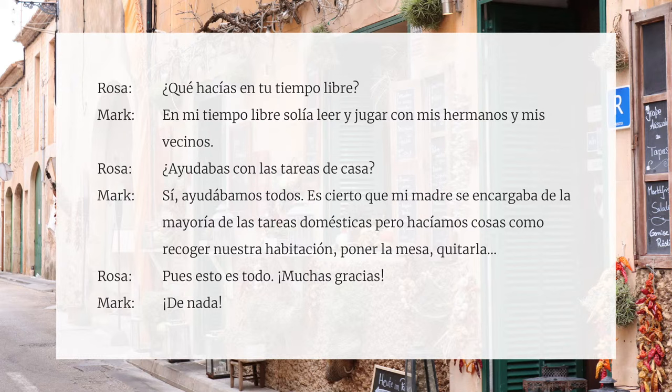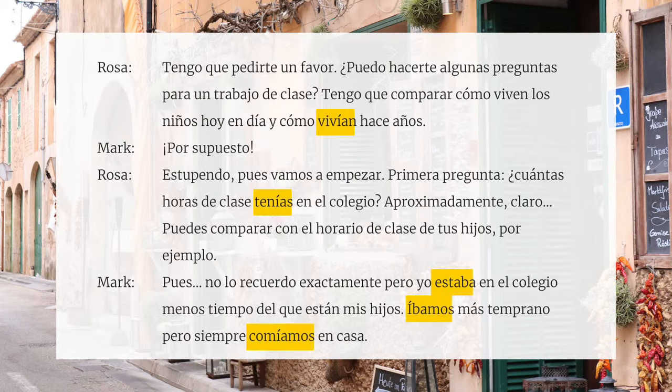Pues esto es todo. Muchas gracias. Rosa has had enough. She's got enough information and she thanks me. And once again, let's just pick up on those. Let me see if I can do that. Wrong one. There we go.